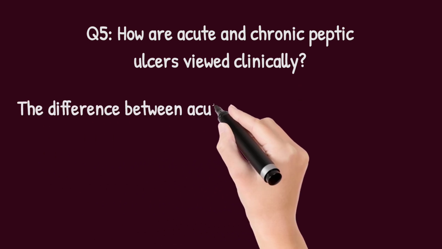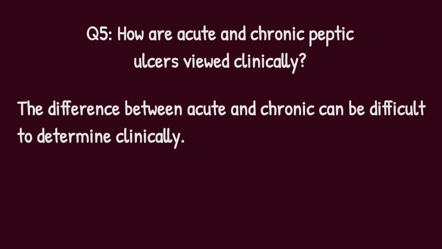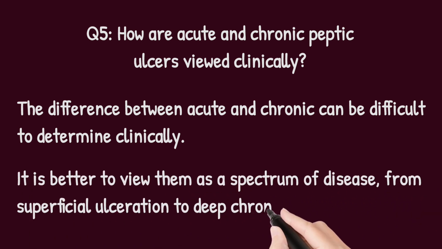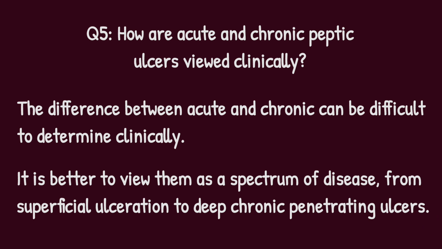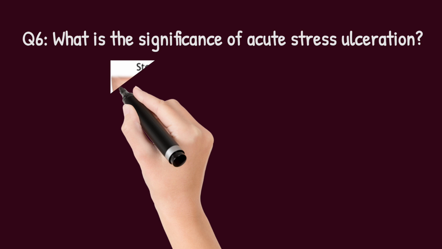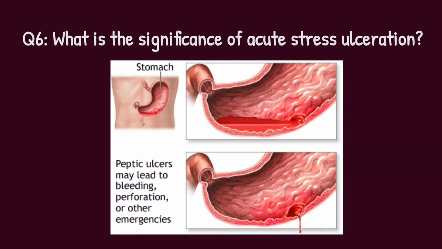The difference between acute and chronic peptic ulcers can be difficult to determine clinically. It is better to view them as a spectrum of disease, from superficial ulceration to deep chronic penetrating ulcers. What is the significance of acute stress ulceration? Acute stress ulceration can lead to perforation and bleeding.